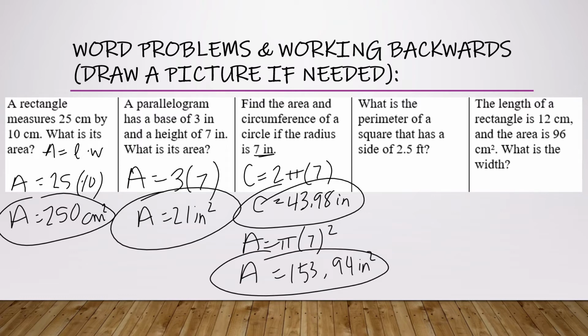What is the perimeter of a square that has a side of 2.5 feet? So perimeter for a square is 4s, or 4 times the side. So 4 times 2.5, which would be 10 feet.